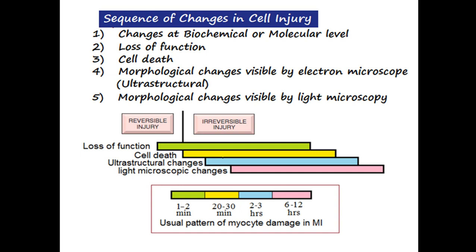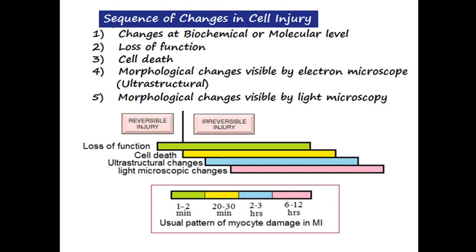Here, what will happen? First of all, in myocardial infarction, when the heart is deprived of its blood supply, initially there is loss of function. This loss of function is then followed by cell death. When cell death occurs, we can see certain ultrastructural changes using the electron microscope, and it will be later on that we will be able to identify certain changes by using the light microscope.